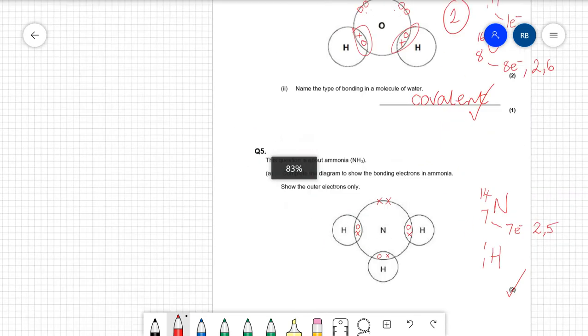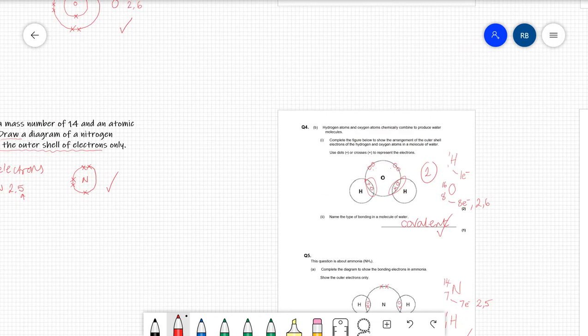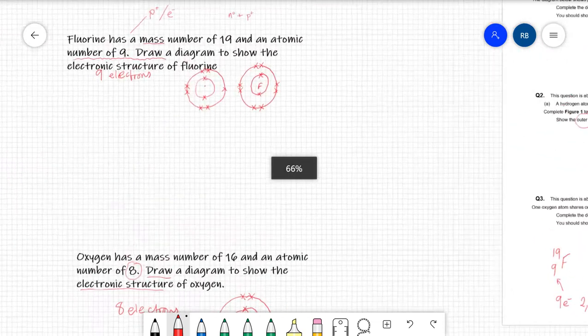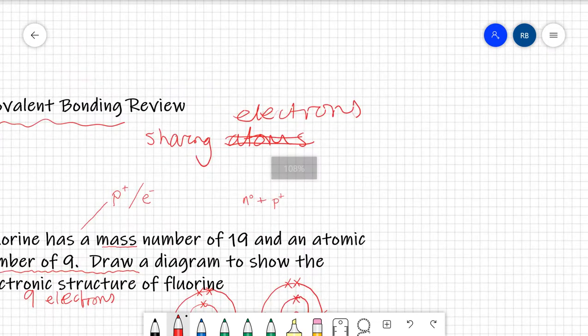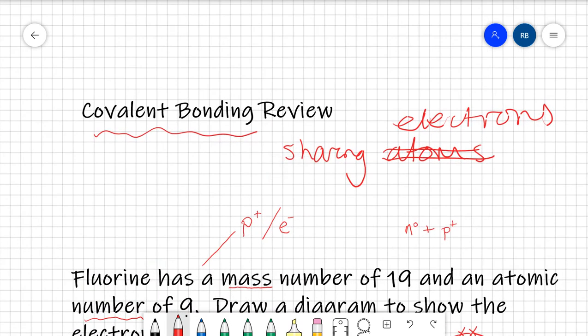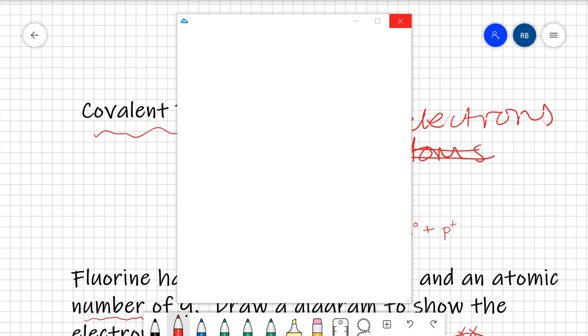And hopefully by now you have a good understanding of what happens in small molecules when we have covalent bonding. Remember, covalent bonding is sharing of electrons between atoms.